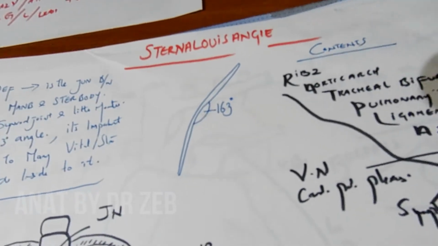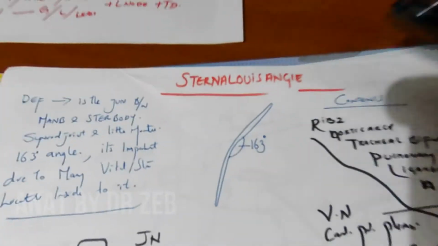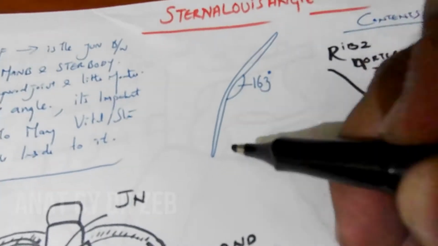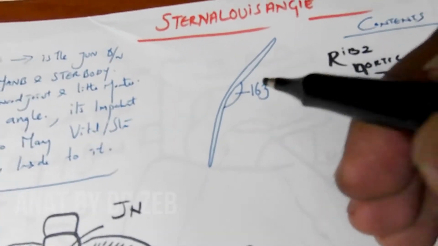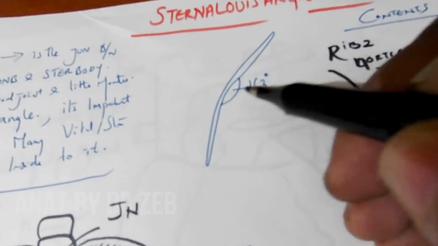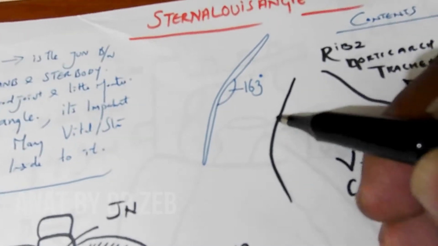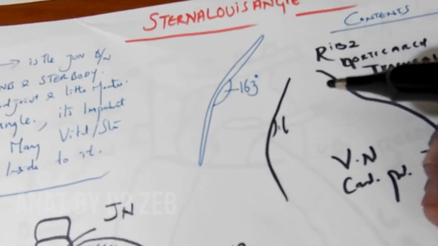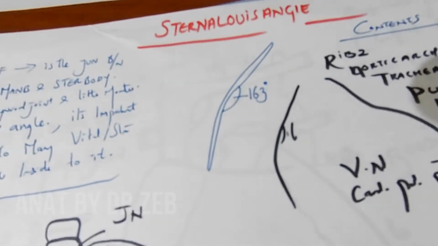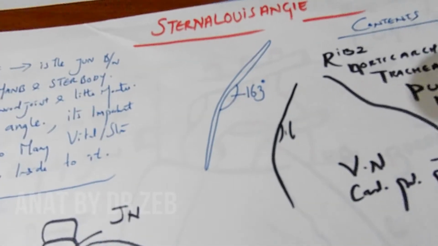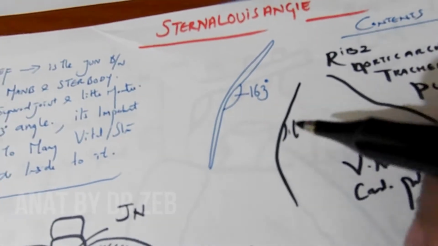If I show you in the thorax region, this is what it is. It appears something like this, and it has about 163 degrees. It's a synovial joint, mind you, with very little movement, and exactly about 163 degrees of angulation. When your heart beats too much, this has a little bit of movement.